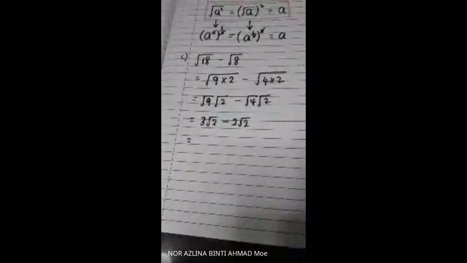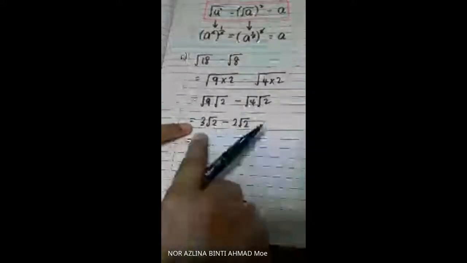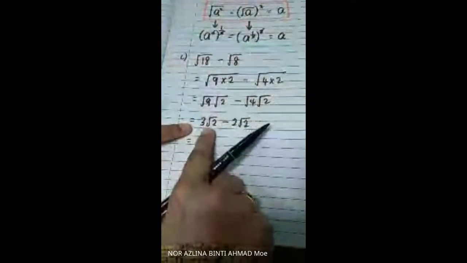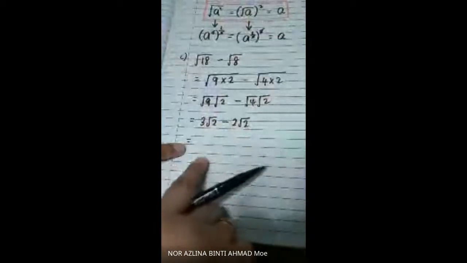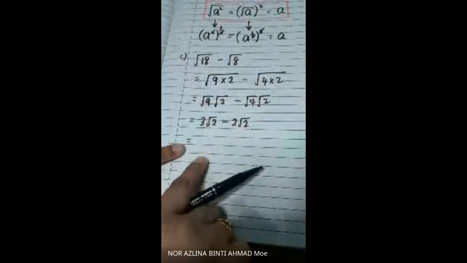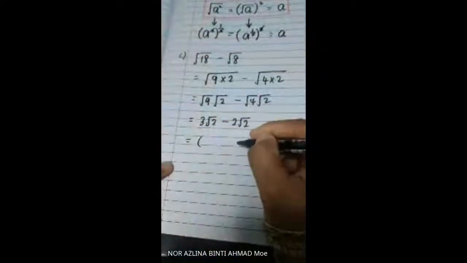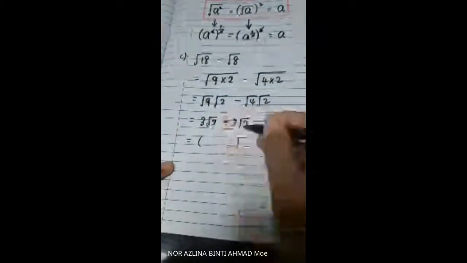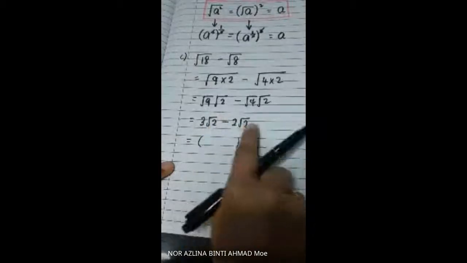Okay. For students who already understand subtraction of like terms, you can straight away subtract. 3 square root 2 minus 2 square root 2 becomes square root 2. You can straight away write it. But if some still do not understand how to subtract directly, you need to factorize the same term. So the same number, the same term is square root 2. This is the same number.